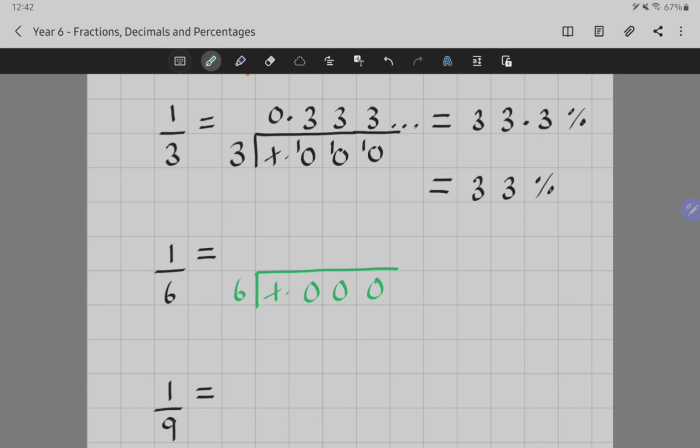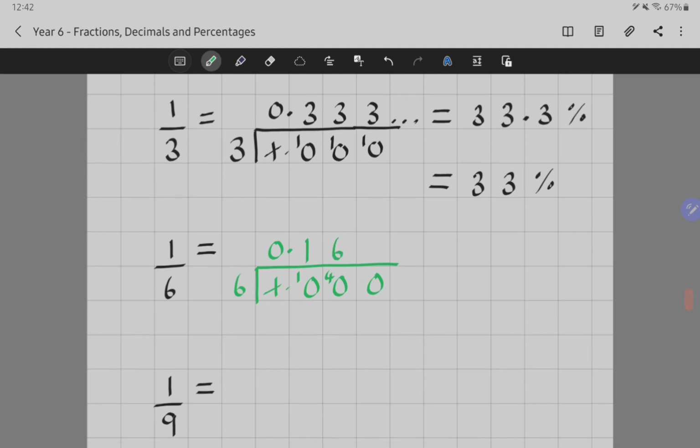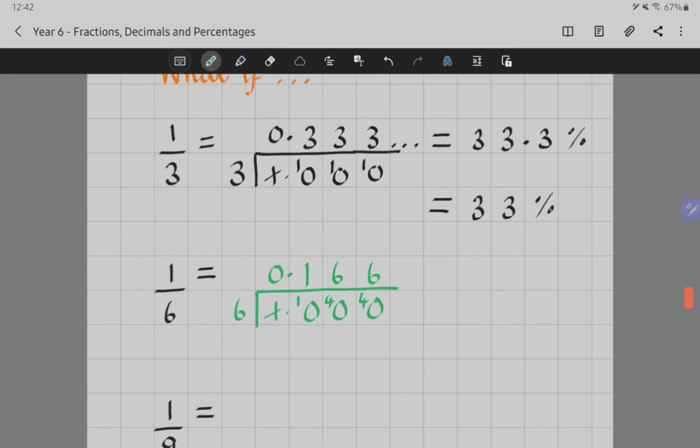6 into 1 doesn't go. Pass it on. 6 into 10 goes once, with 4 left over. 6 into 40 goes how many times? Yeah, 6 times. 6 times 6 is 36, with 4 left over. And we would have 4 left over again, and so on.